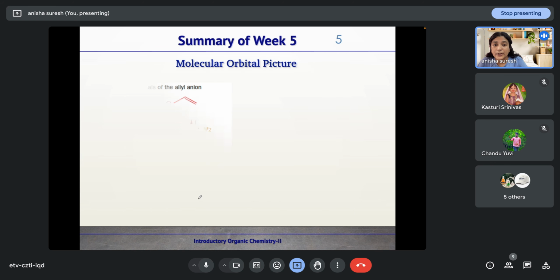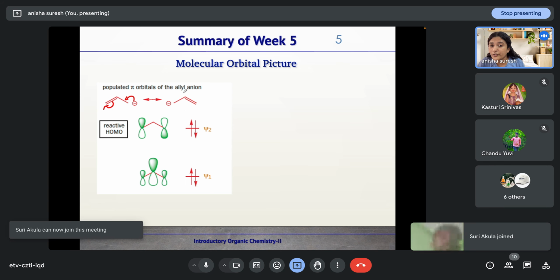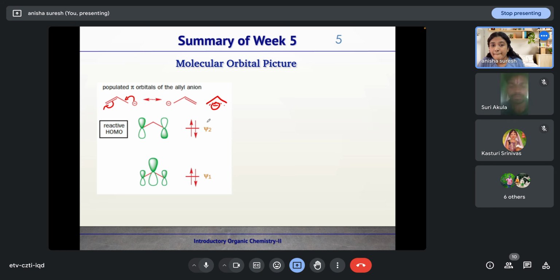And now coming to the molecular orbital picture. Here, sir has compared the allyl anion and the enolate. This is the allyl anion, which has 1, 2, 3 carbons. One of the carbons has a double bond, and the N carbon has a negative charge. This can delocalize, and it will result in the formation of this species as well. So it will exist in this form. The negative charge is delocalized over the 3 carbons.